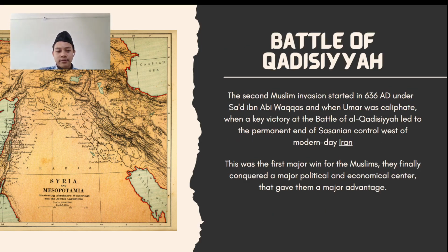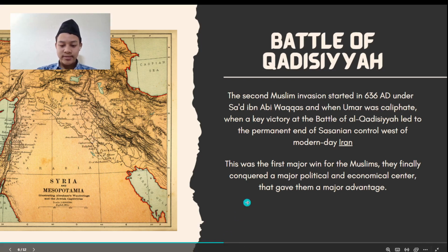And next, what's the Battle of Qadisiyah? The second Muslim invasion started in 633 AD under Sa'd ibn Waqqas, when Umar was still caliph. This was a key victory at the Battle of Qadisiyah, which led to the permanent end of Sassanian control west of modern-day Iran. So Iran is like here, so west is probably up here, somewhere here, I think. Yeah, that is.